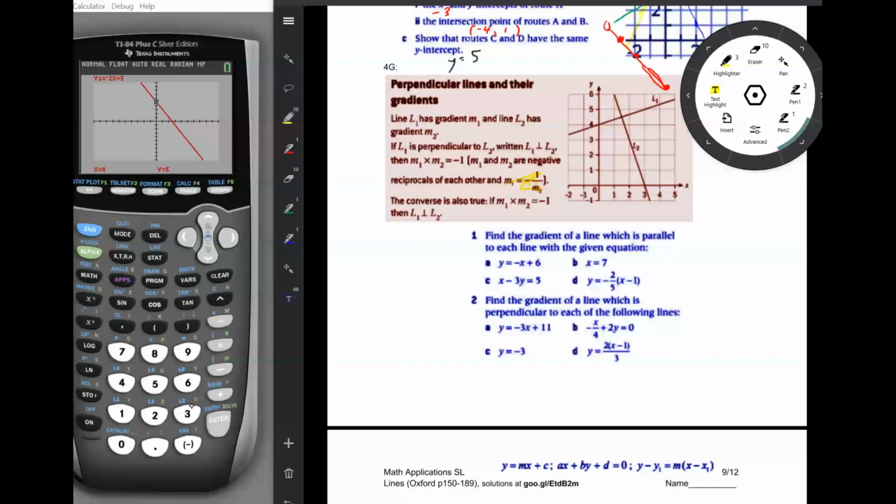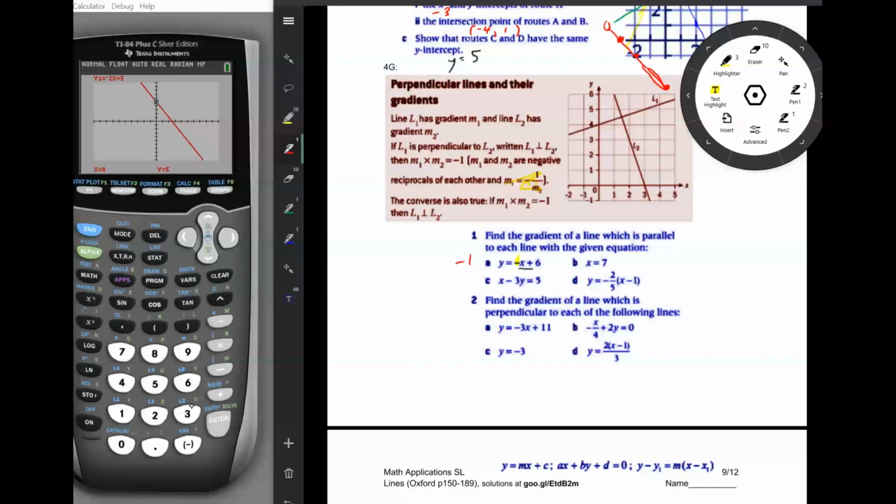Okay, so now with the ones in gradient intercept form like this one, a little bit easier because remember, if you look at it, the number that is being multiplied times x is the gradient. And it looks like there's a negative sign for the x. That's actually the same as multiplying by negative 1. So the gradient is negative 1. Okay, so let's write negative 1 for that one. What about b? X equals 7.